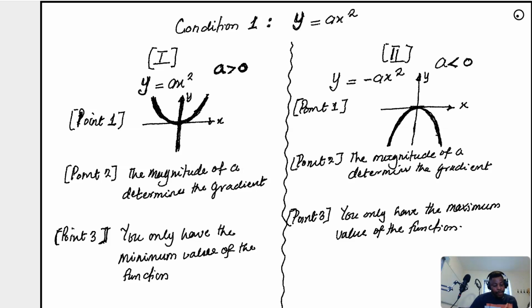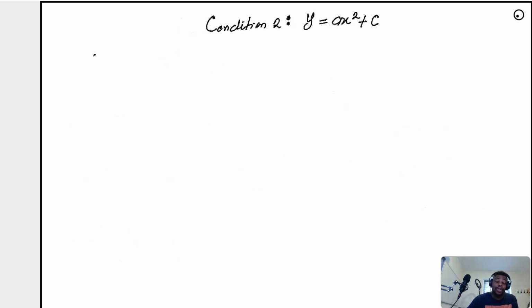So these are the 3 cases for condition 1. We are going to be applying this when we get to solving questions. So let's go to condition 2. Condition 2, y is equal to ax squared plus c. For this condition, we have 4 aspects.